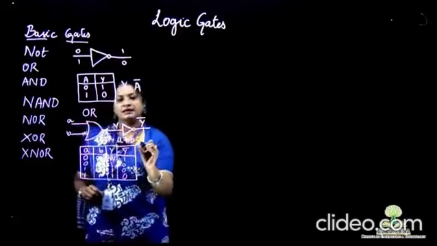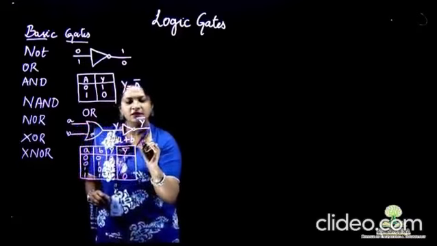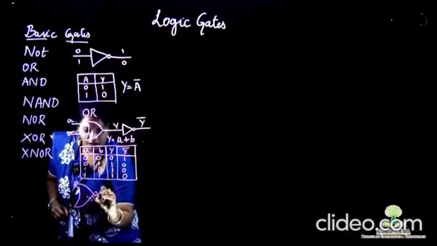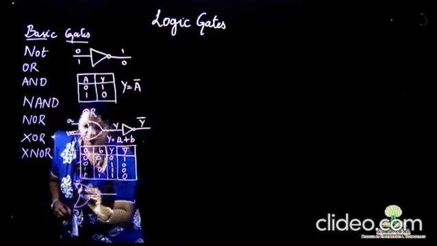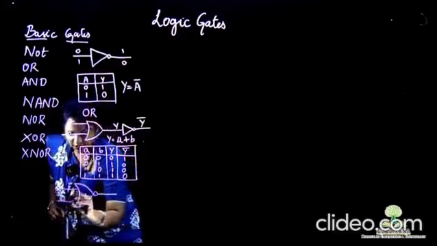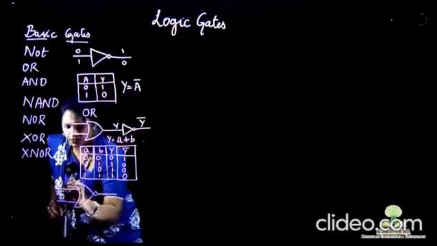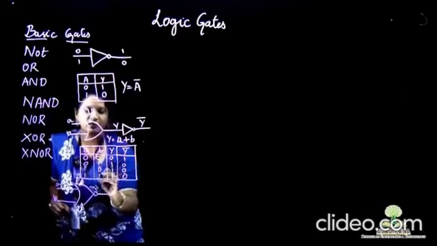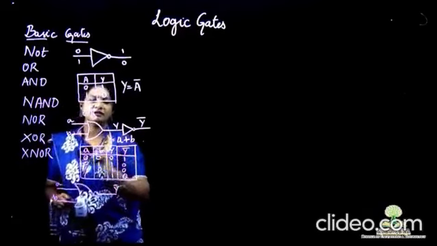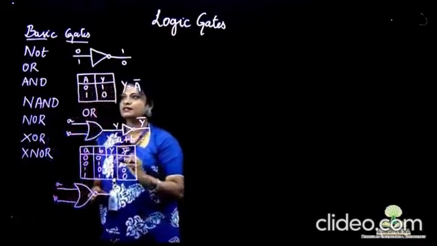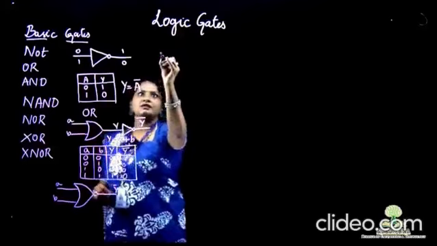The symbol for the NOR gate would be an OR gate with a bubble, which represents that it is a NOR gate, which has a minimum of 2 inputs, and the output will be Y bar. If you consider Y as the output of the OR gate, then Y bar will be the output of the NOR gate. So now let's discuss how the AND gate functions.